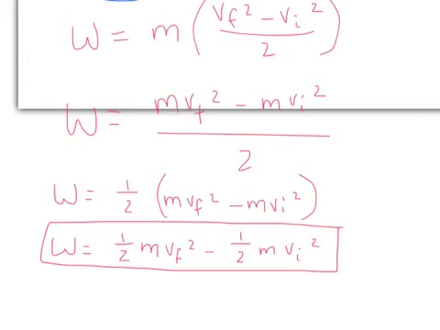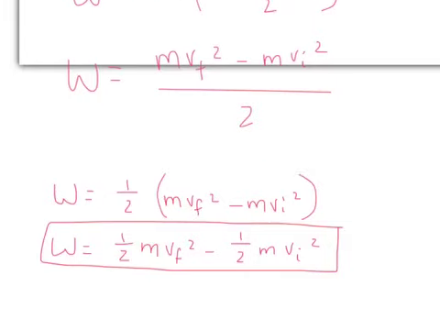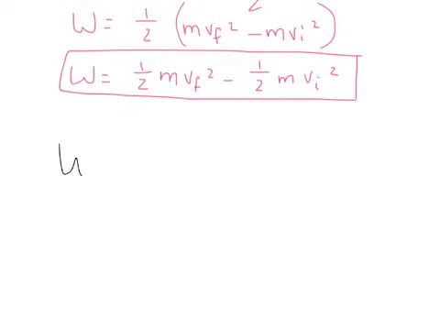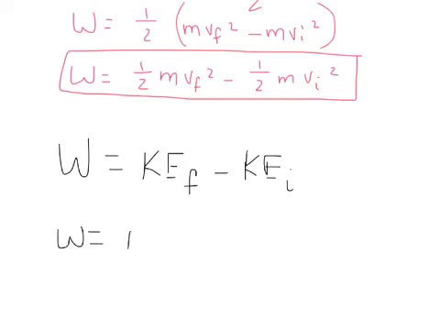But because there's a VF and a VI now as subscripts, we know that's the kinetic energy final and the kinetic energy initial. So the work kinetic energy theorem is in that box right there. But if you want to write it like this instead, to make it easier to see, it would look like the following. And when you have final minus initial, it's just delta. So this, in essence, is the work kinetic energy theorem.